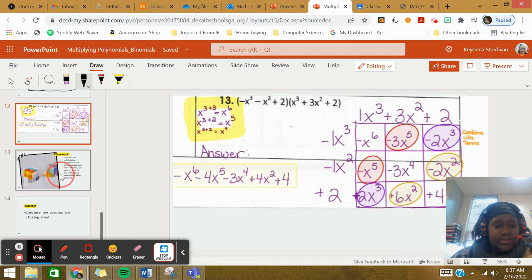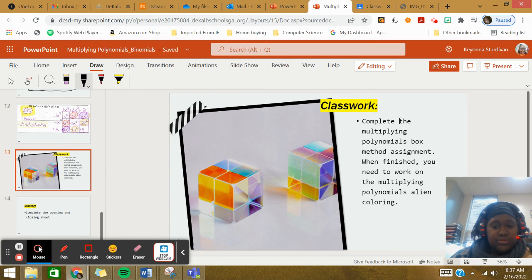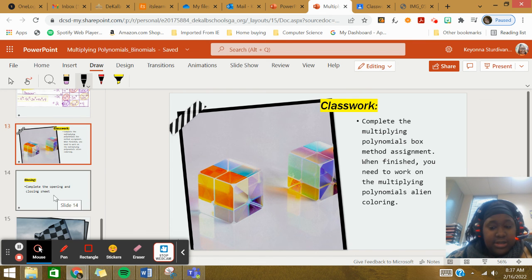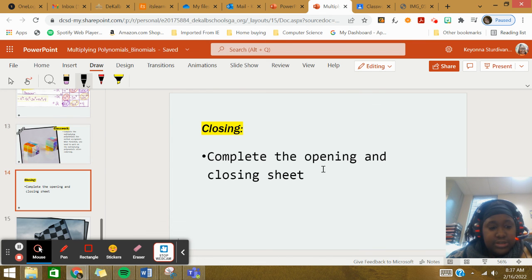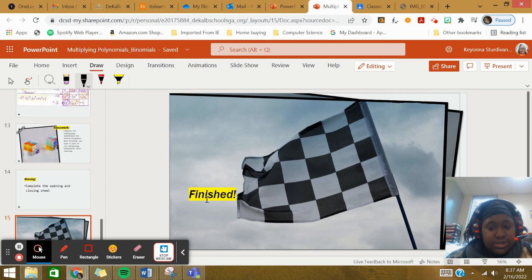Your classwork for today will be to complete the multiplying polynomials box method assignment. And then if you finish that today, you can go ahead and start working on the multiplying polynomials alien coloring activity. After that, guys, make sure that you complete the opening and closing sheet, so the closing for today. And then after that, you'll be 100% finished.